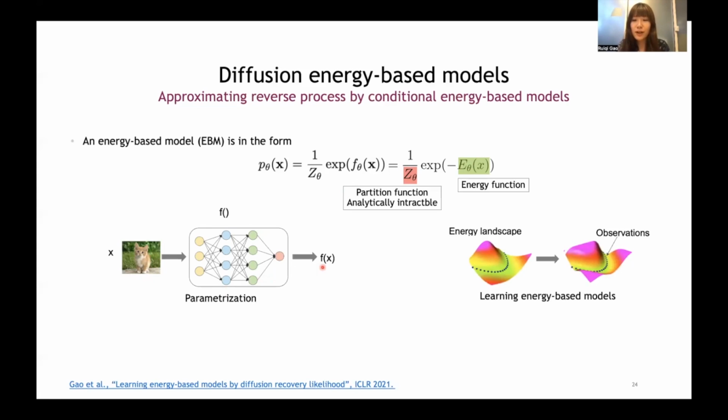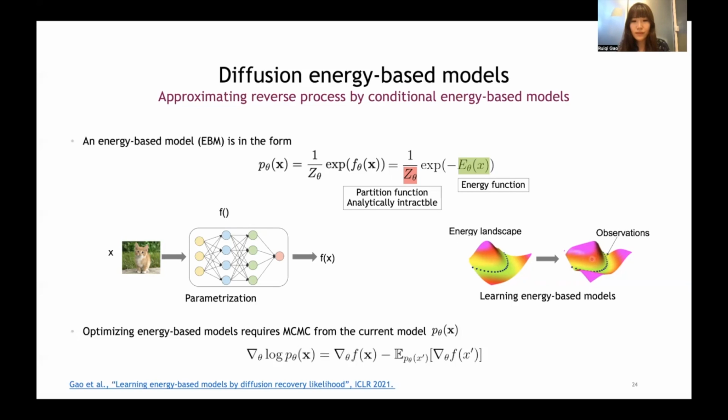The learning of energy-based models can be illustrated as follows. Suppose this is the energy landscape defined by the E_theta function. After learning, we would like to put the observed data points into regions of low energy and put all the other inputs into regions of high energy. Optimizing energy-based models usually requires MCMC sampling from the current model p_theta(x), as shown in this formulation, which is usually highly computationally expensive, especially for high-dimensional data.